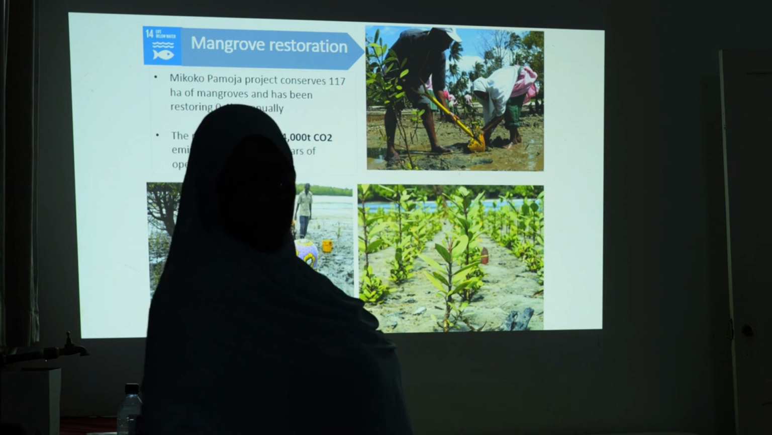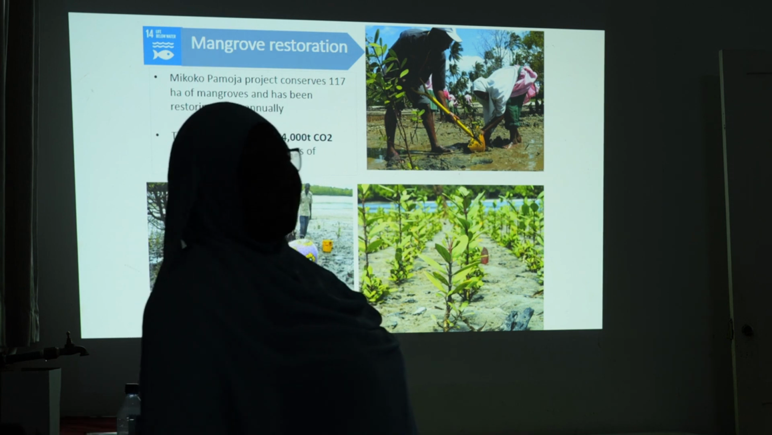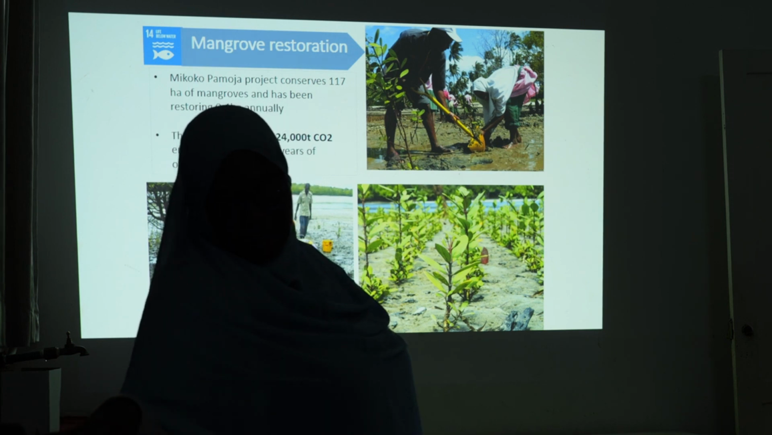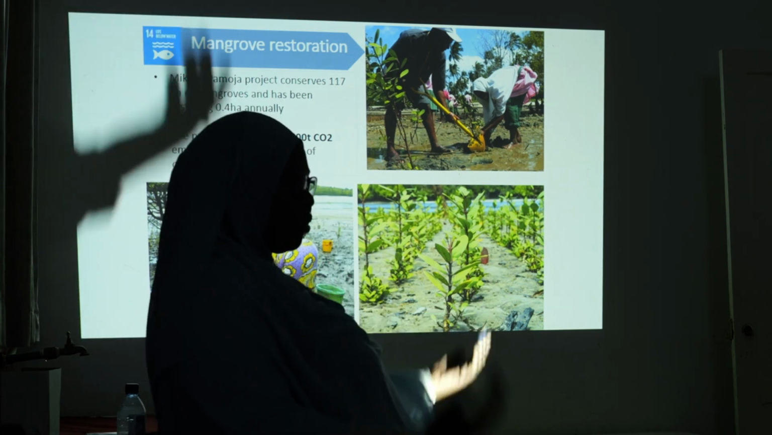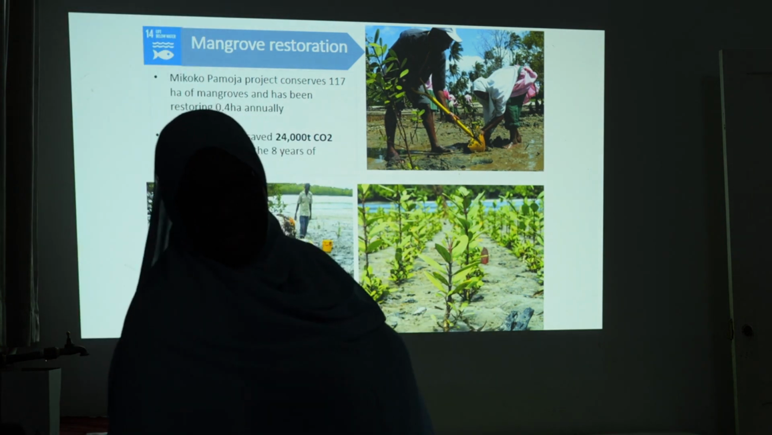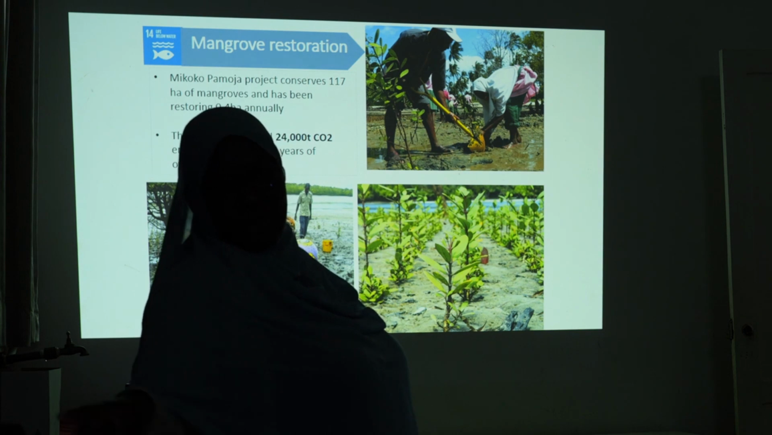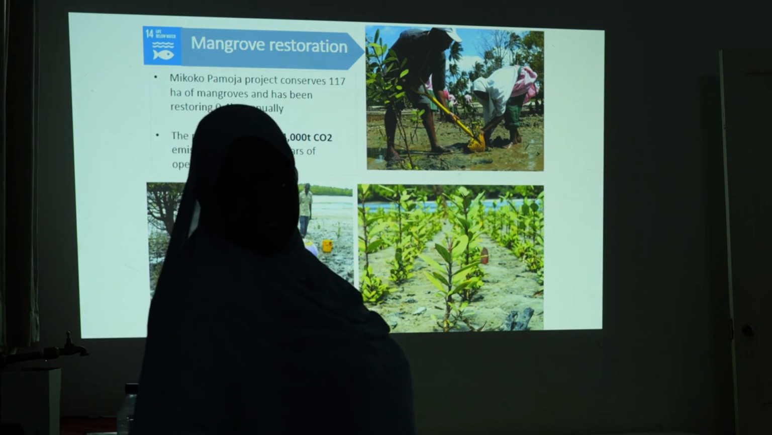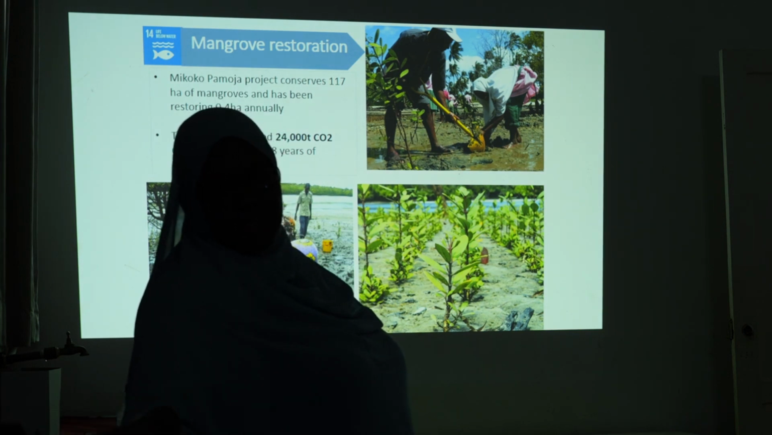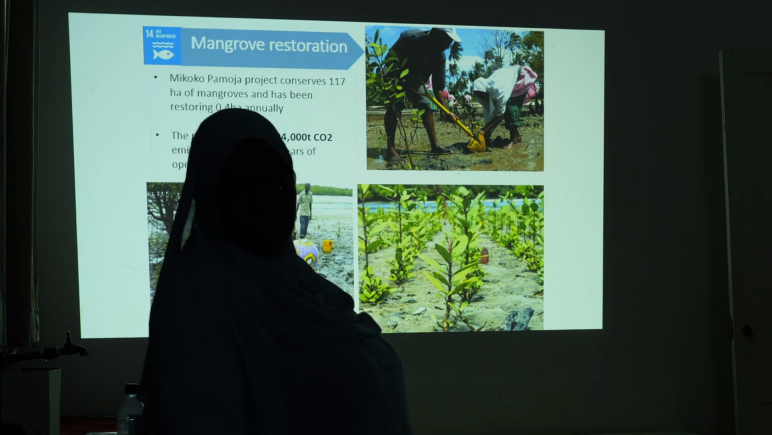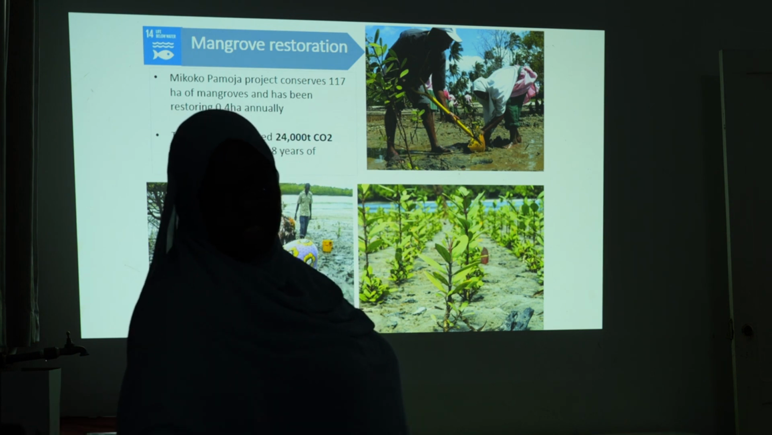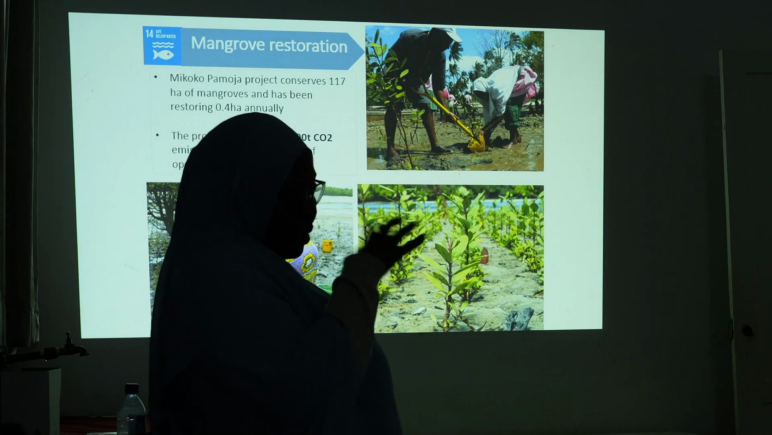So, of course, one of our activities is restoration. So this is life below water. If we restore mangroves, we are supporting fisheries and all that. So Mikoko Pamoja protects 117 hectares of mangrove and has been restoring 0.5 hectares annually. The project has saved these tons of emissions during the 8 years that it was running.